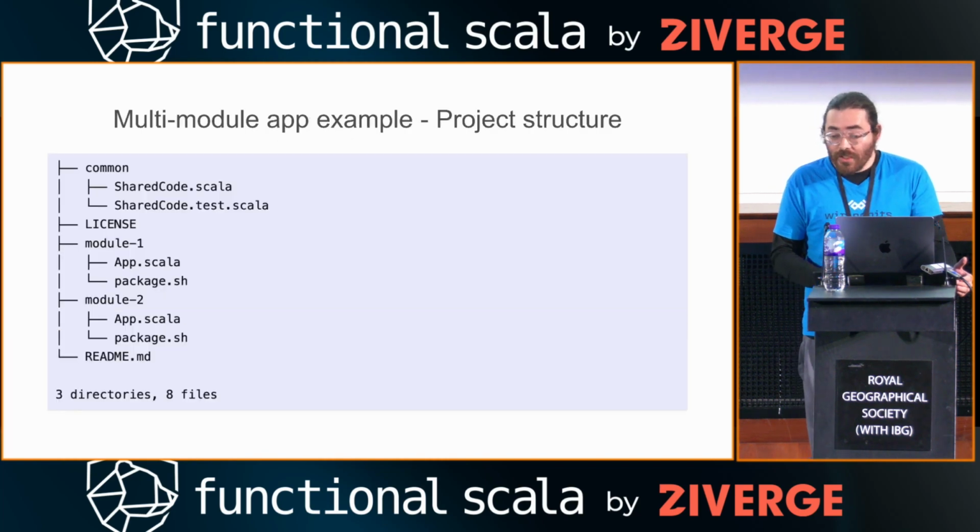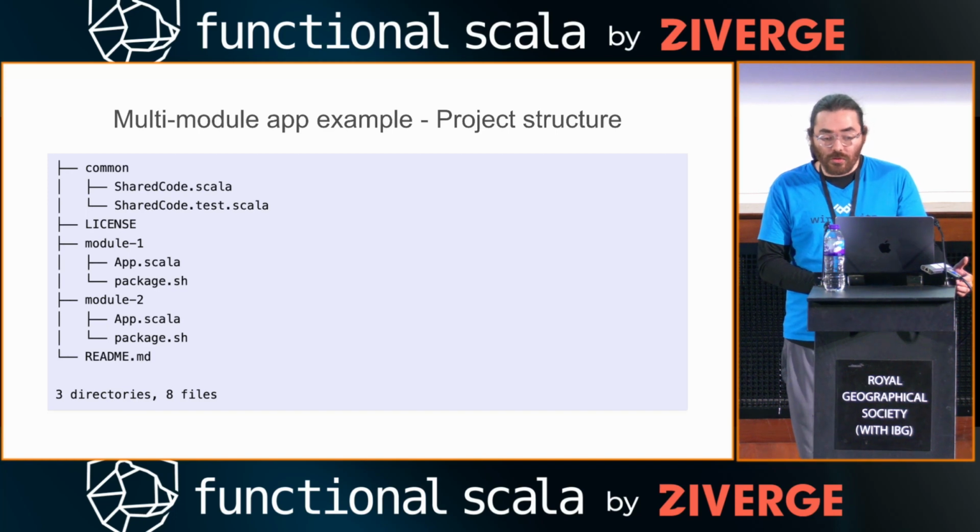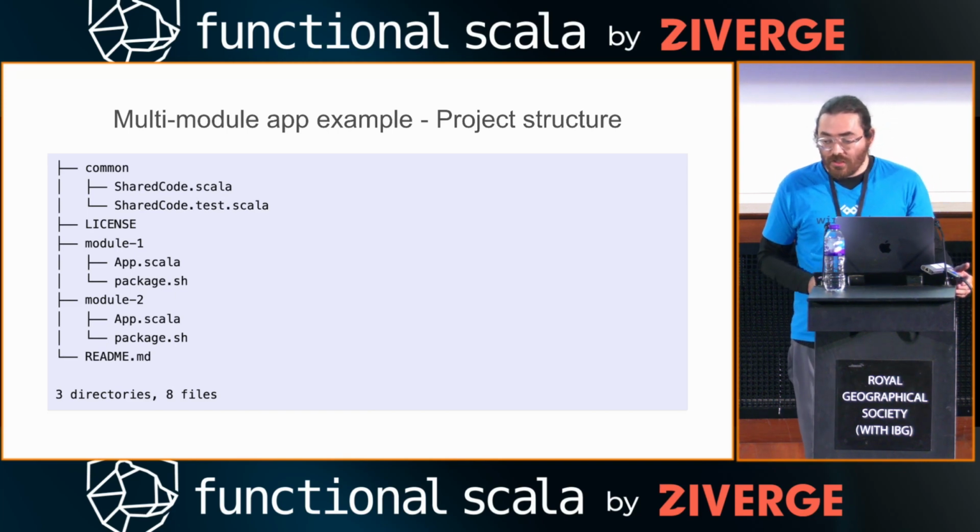In short, the way that it works, you define a common module where you put the code that will be shared over all the other modules. And we are going to have two entry points in this example, module 1 and module 2, where we have the app.scala, both of them depending on the common module.